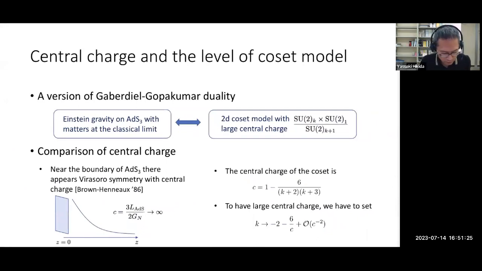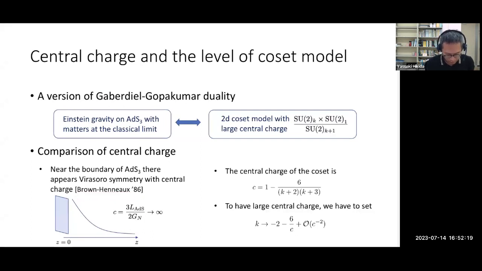So let me go a little bit more. We are claiming that Einstein gravity on dS3 is related to the coset model, and the coset model has some level corresponding to the central charge, and the gravity theory also has some parameters like the AdS length or Newton's constant, and I want to relate these parameters. For that purpose, I want to use the central charge. It is well known that near the boundary of AdS3, there's a Virasoro symmetry, and the central charge is computed by this one. This is the famous result by Brown and Henneaux.